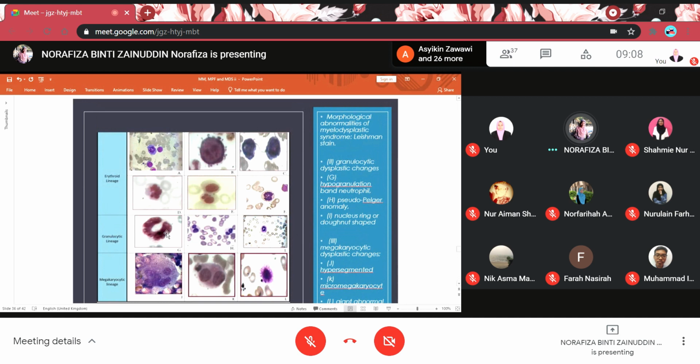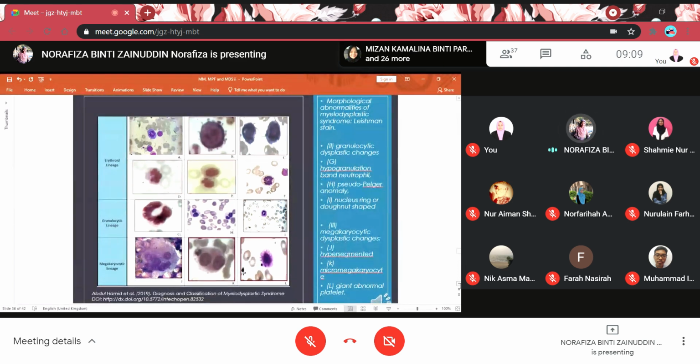Okay, so this is a hypogranulated band neutrophil. This is pseudo-Pelger anomaly. And a nucleus with ring or donut shape. For J, this is megakaryocytic dysplastic changes. There are many megakaryocytes. This one is hypersegmented. This is a micromegakaryocyte, and also the presence of giant abnormal platelets.